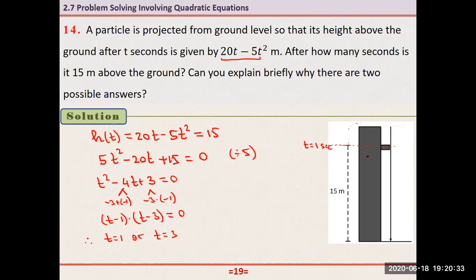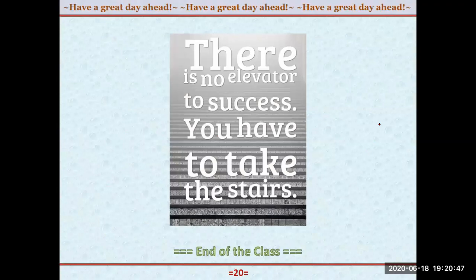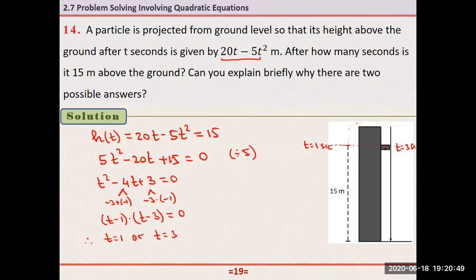Again, after 3 seconds, it travels one more second, right? And after 1 second, it stops and starts coming back. So when t is equal to 3 seconds, it hits this height once again, right? So that's why we have two possible answers here, because for the first answer, t equals 1, the height of the rock is 15 meters when it is moving upward. And the height of the rock is 15 meters again when it is moving down, right?